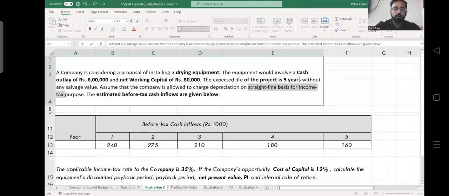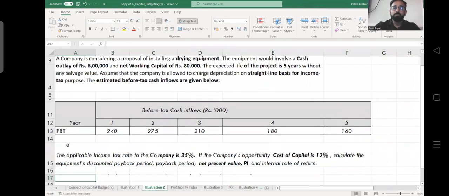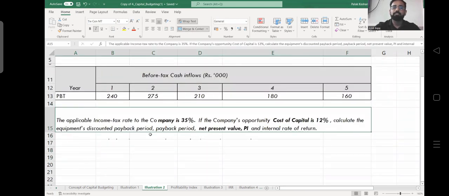The estimated before tax cash flows are given below. These cash inflows are your PBT, so here PBT is given. After that, the applicable income tax rate is 35%, and the company's opportunity cost of capital is 12%. Calculate the equipment's discounted payback period. These concepts we have not discussed yet; I will be discussing the discounted payback period and payback period. Also calculate the net present value and profitability index. PI means profitability index, which we have not discussed yet, and we will discuss it. We also have to calculate the internal rate of return.